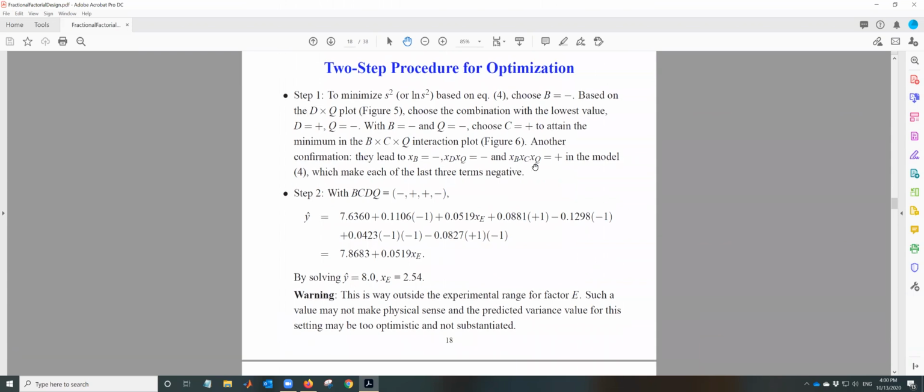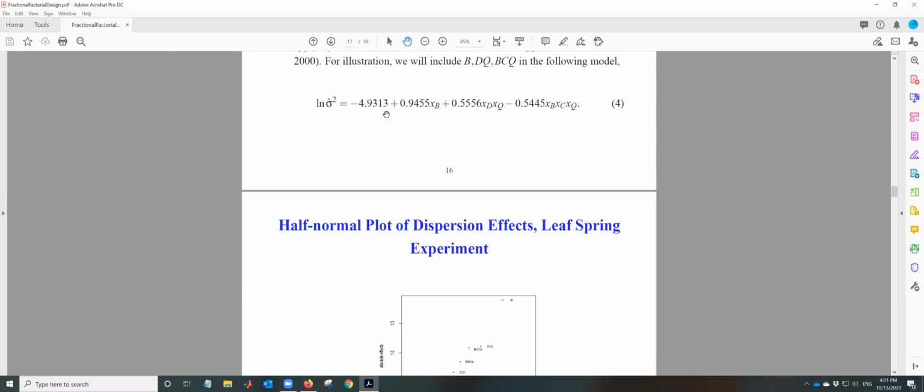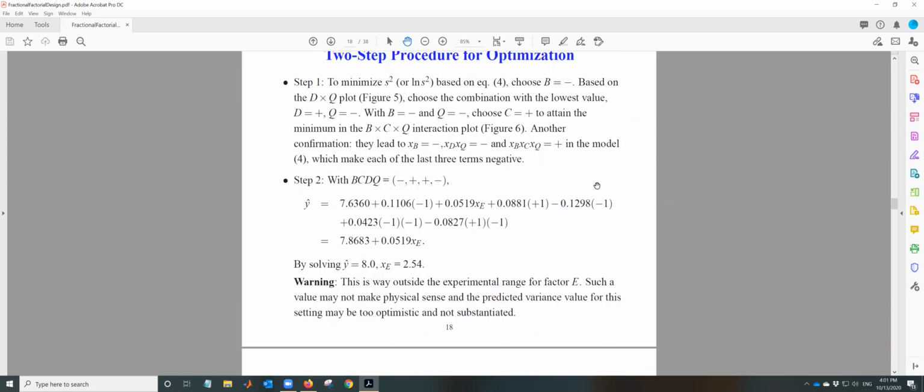Now, we can use two-step procedures for optimization. First step, we want to minimize the dispersion. That means we want to minimize the variance. So if we want to minimize the variance, we choose, you see this is our model, right? This log is the monotone function. That means we want to make sure this side is as small as possible. Then XB should take -1. DQ should be taking -1 too. Then this one take +1. Then we will be able to minimize the variance.